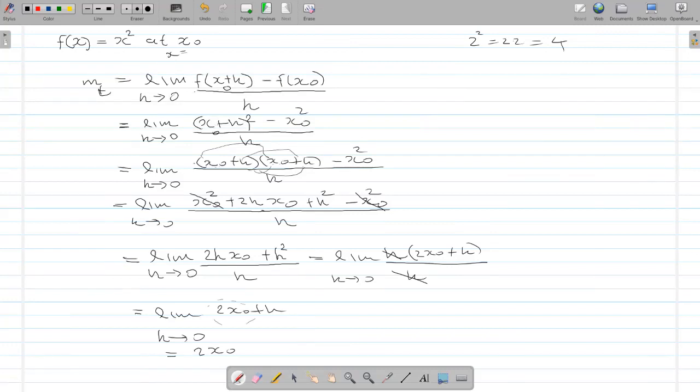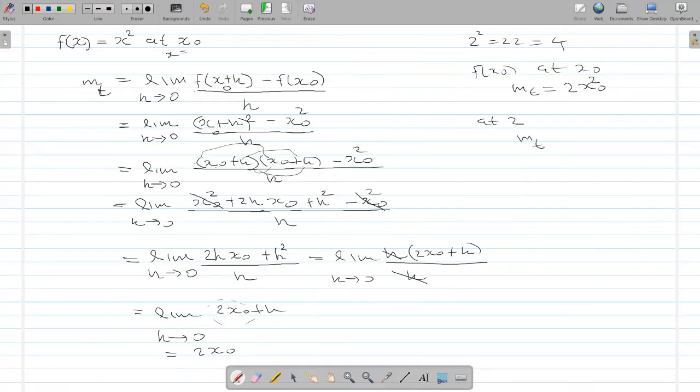Okay, now the derivative of f(x) at x naught, that is the slope of the tangent line, is 2x naught. So this derivative is also a function of x naught. For example, what will the derivative at 2 be?